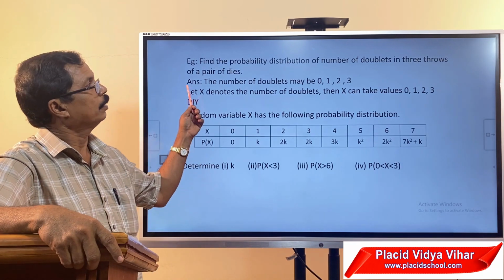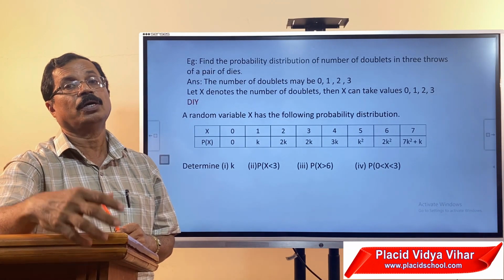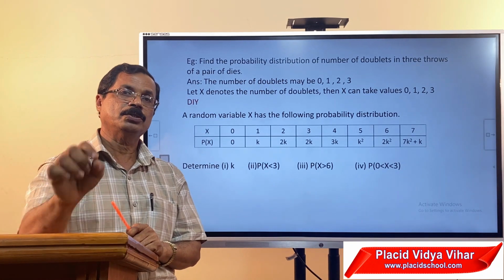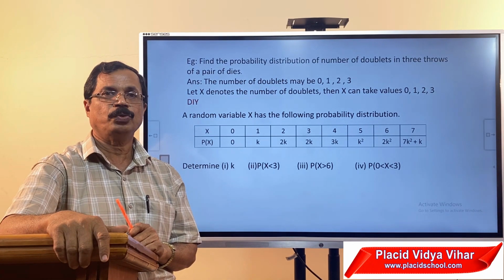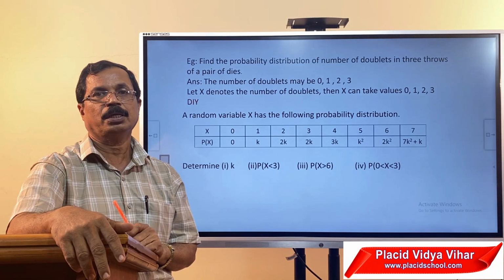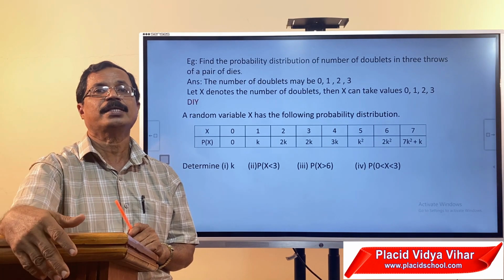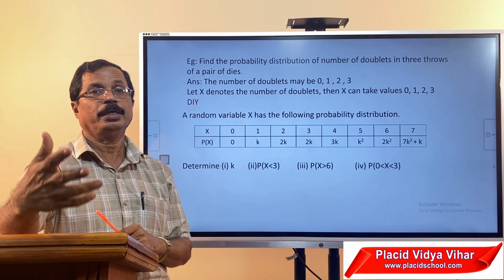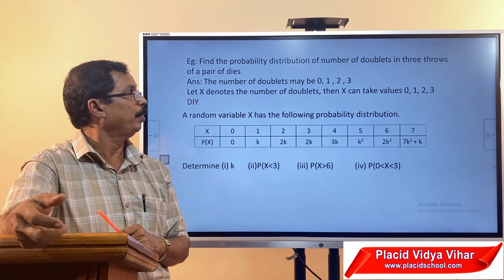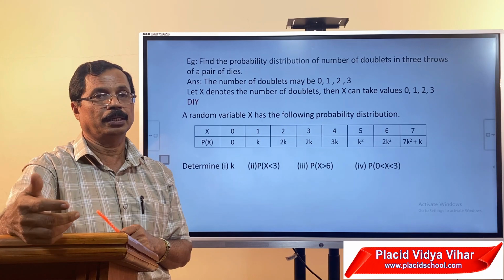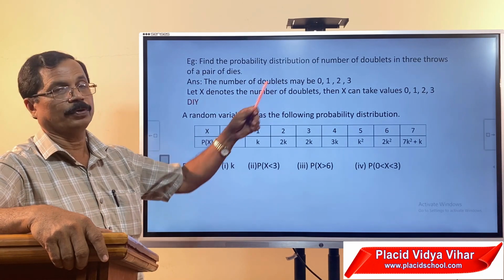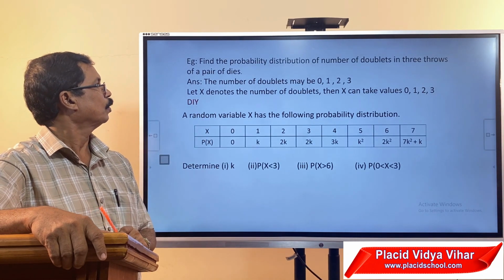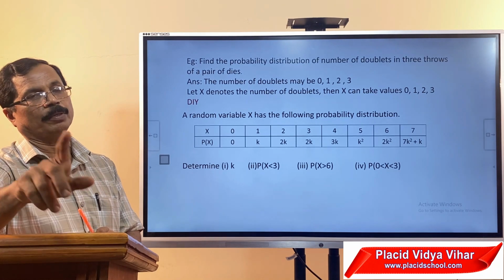So they are asking, we are throwing it 3 times. If so, what is the probability distribution of the number of doublets? You underline the number of doublets. Since we are throwing it 3 times, it cannot exceed 3. So the number of doublets may be 0, 1, 2, or 3. So you prepare a table for it, which is the probability distribution of x. So do it yourself.